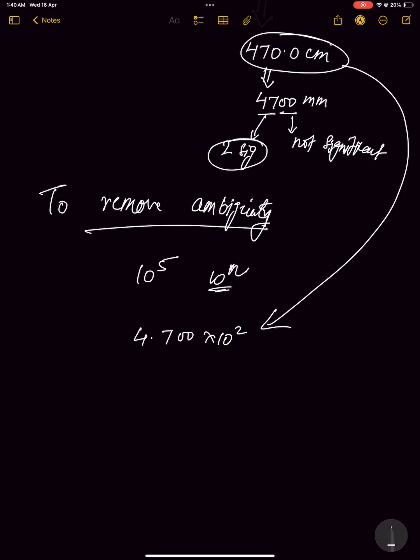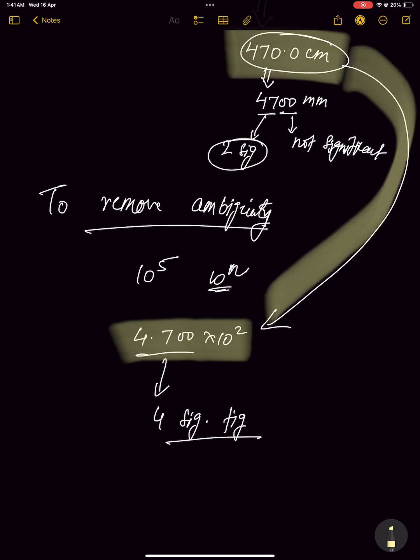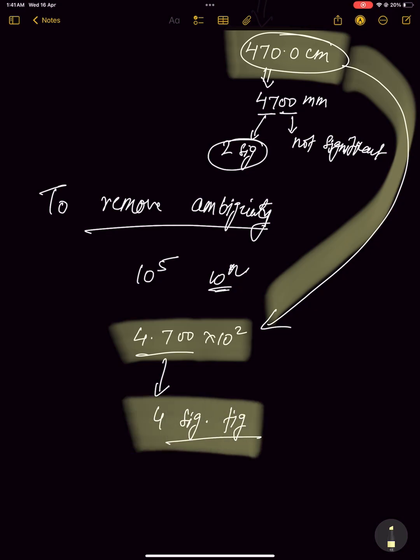So the power of 10 is irrelevant to determination of significant figures. However, all zeros appearing in the base number in the scientific notation are significant. So each number in this case has 4 significant figures. Right. To remove ambiguity, 4.700 into 10 to the power 2. So this 470 centimeter can be written as 4.700 into 10 to the power 2. So here you get 4 significant figures. Okay. So the power of 10 is irrelevant to determination of significant figures. However, all the zeros appearing in the base number in the scientific notation are significant. So that is why the total number of significant figures is 4 here.